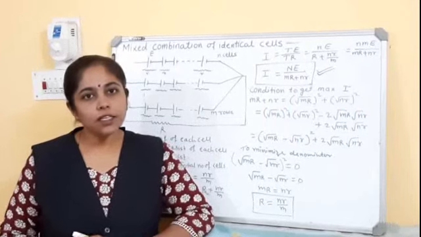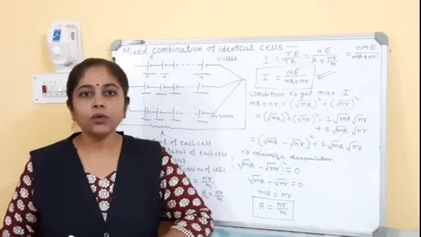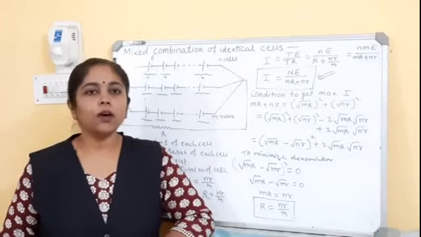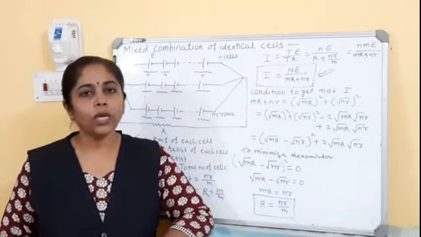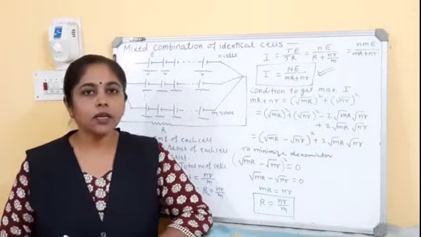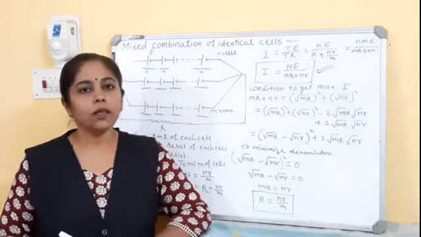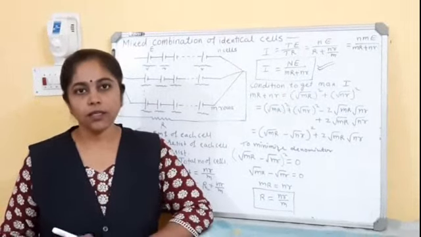Generally, the series combination of cells is used when high EMF is required in the circuit. Parallel combination of cells is used when high current is required in the circuit, and mixed grouping of cells is used when high power is required in the circuit.